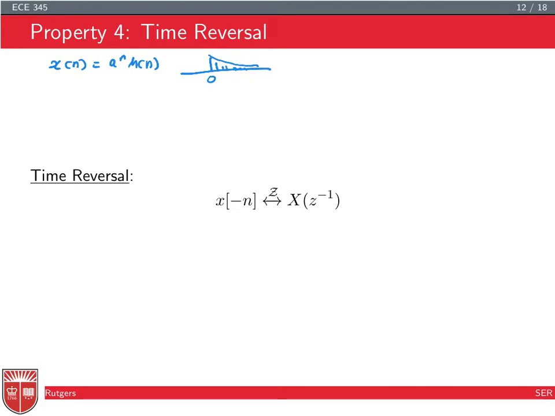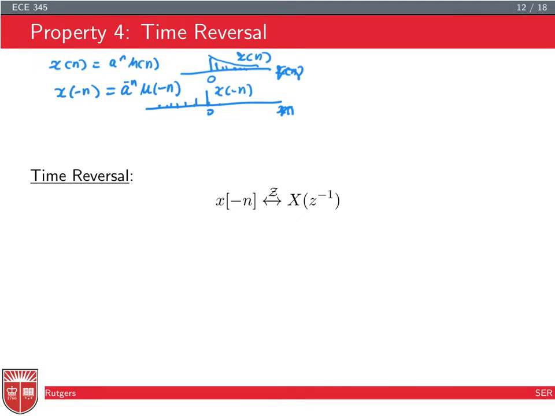Then the time reversal is x of minus n. So it's going to be symmetric over 0. What was 1 is going to become -1, and so on and so forth. So if this is x[n], this is n, and x[n] is here, and this is x[-n]. So this is going to be equal to a^n u[-n], or a^(-n) u[-n].